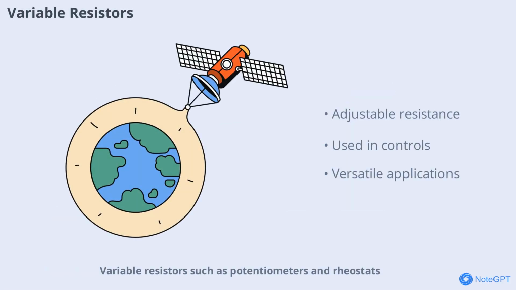Variable resistors, such as potentiometers and rheostats, allow you to adjust the resistance in a circuit. This makes them perfect for applications like volume controls, light dimmers, and tuning circuits. By turning a knob or sliding a control, you can change the resistance and consequently the current or voltage in the circuit. This flexibility is invaluable in many electronic designs.